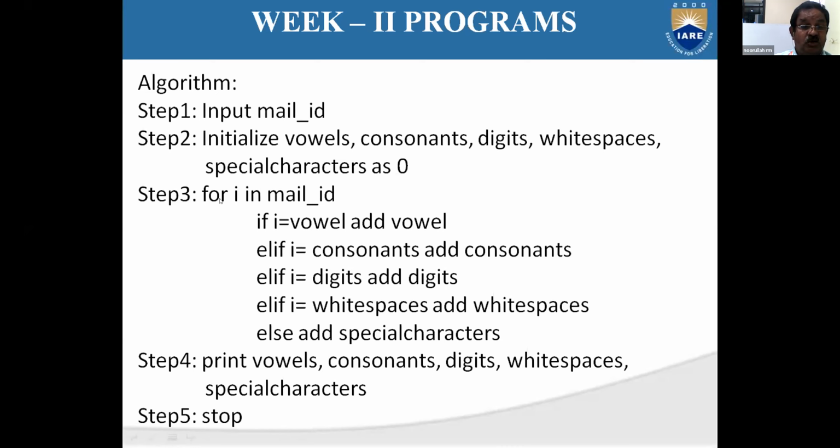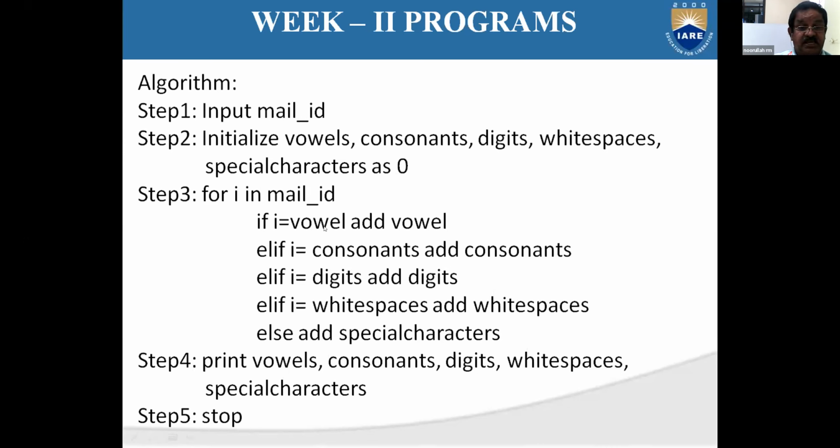Then after that, you will be using a for loop. So for I in mail ID. Whatever mail ID you have been given is going to get stored with the subscripts I of 0, I of 1, I of 2, I of 3, and so on, up to I of n minus 1. Then it's going to check character by character, taking the first character. If that first character is a vowel, then the count of the vowel will be added. Now vowel will become 1 instead of 0.